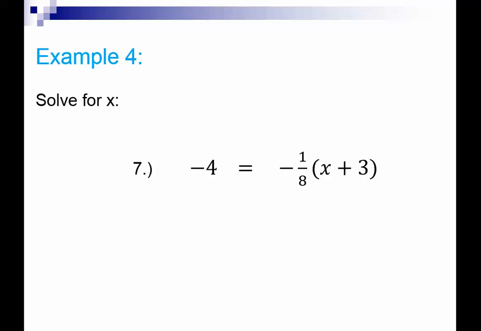All right, last one. See if you can do this one here. Negative 4 equals negative 1/8 times the quantity x plus 3. And if you didn't get that last one, this is a chance for you to redeem yourself. So go ahead and try it on your own now. You can go ahead and hit pause, and then we'll reconvene to go over answers.